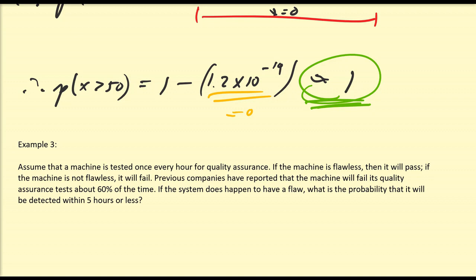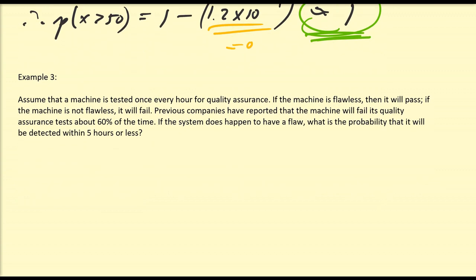All right, so for our next example, let's assume we have a machine that's tested once every hour for quality assurance. Let's assume that if the machine is flawless, then it will pass this test, and if it is not flawless, then it will fail that test. This quality assurance, of course, is not 100% effective in terms of determining whether it is flawless or not. So let's assume previous companies report that on average the quality assurance tests about 60% of the time that it actually does catch a flaw in the system. So if the system does happen to have a flaw, what is the probability that it will be detected within the first 5 hours, so 5 hours or less?